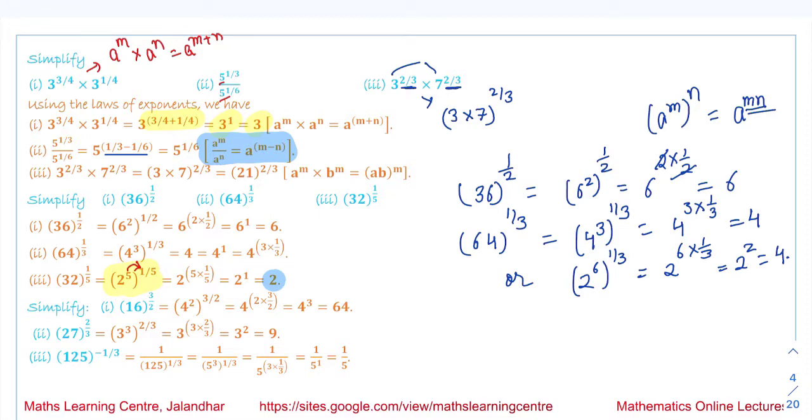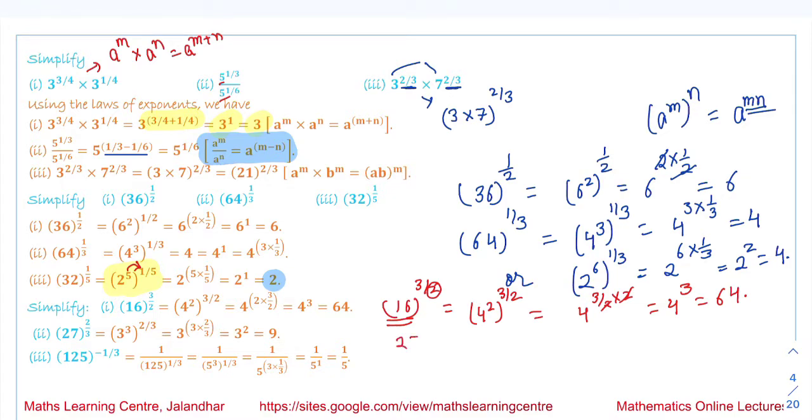Similarly, in the next question, we have 16 raised to the power 3 by 2. In the denominator of the power it is 2. It means I have to write 16 as the square of something, so it is 4 square raised to the power 3 by 2. That is equal to 4 raised to the power 3 by 2 into 2. These 2 get cancelled. So it is 4 raised to the power 3, which is equal to 64.